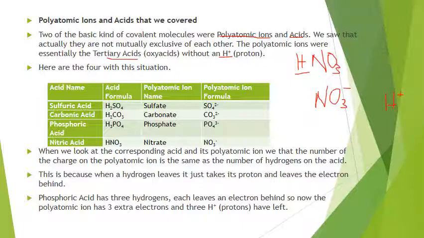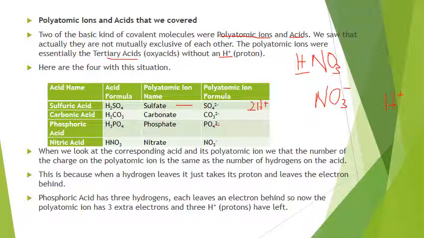So here are the four that we looked at. Sulfuric acid became sulfate, losing 2 protons, so 2 H pluses. Carbonic acid became carbonate, losing 2 protons. Phosphoric acid becomes phosphate, losing 3 protons, and nitric acid becomes nitrate, losing 1.